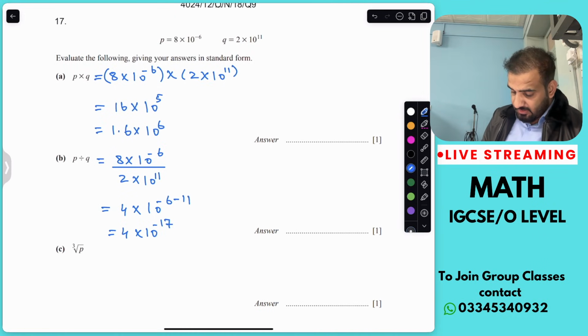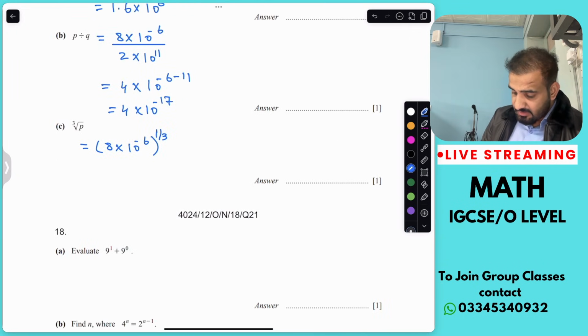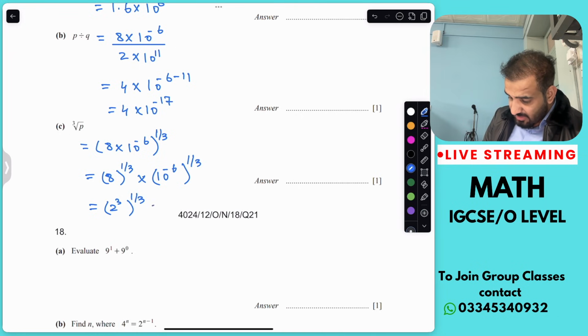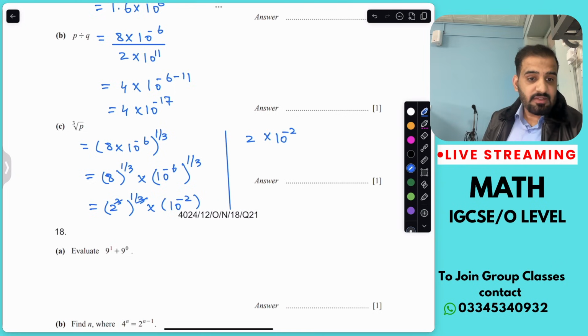Cube root of P. What does this mean? It means 8 cross 10 raised to power minus 6 cube root. So 1/3. So 8 raised to power 1 over 3 cross 10 raised to power minus 6 whole power 1 over 3. So 8 raised to power 1 over 3 means 2 cube raised to power 1 over 3. You can skip these basic steps. So minus 6 over 3 is minus 2. Okay. So 3 will be cancelled out. So 2 cross 10 raised to power minus 2 is your final answer.